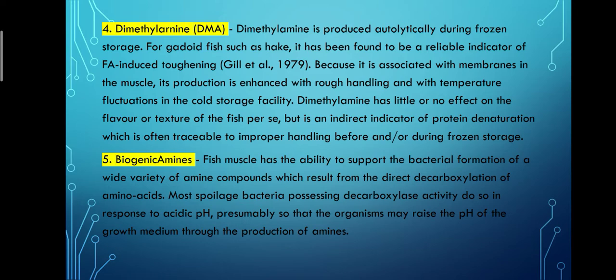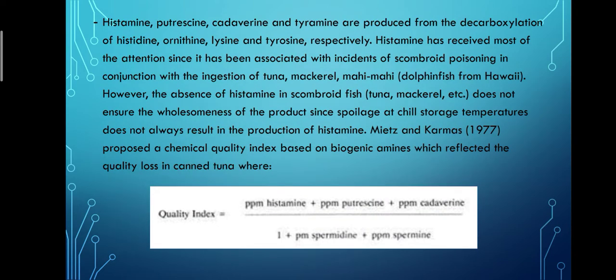Next, we have biogenic amines. Fish muscle has the ability to support the bacterial formation of a wide variety of amine compounds, which result from the direct decarboxylation of amino acids. Most spoilage bacteria possess decarboxylase activity in response to acidic pH. Presumably the organisms may raise the pH of the growth medium through the production of amines. So histamine, putrescine, cadaverine, and tyramine are produced from the decarboxylation of histidine, ornithine, lysine, and tyrosine respectively.